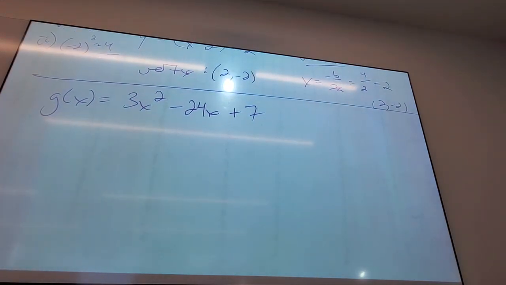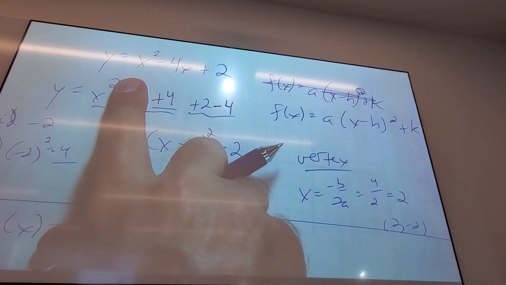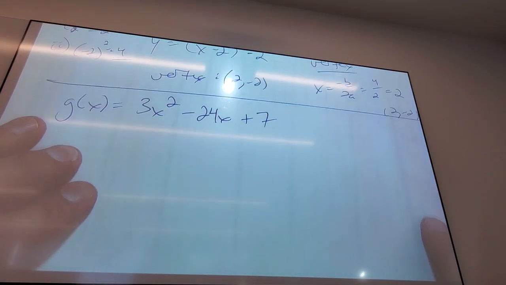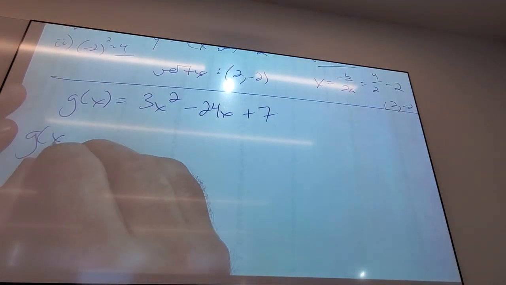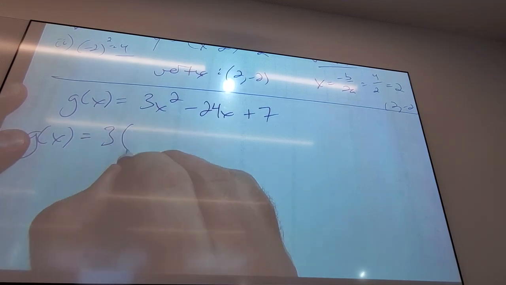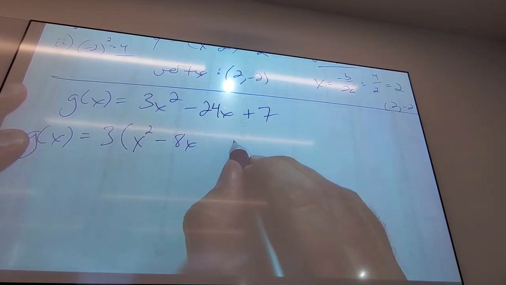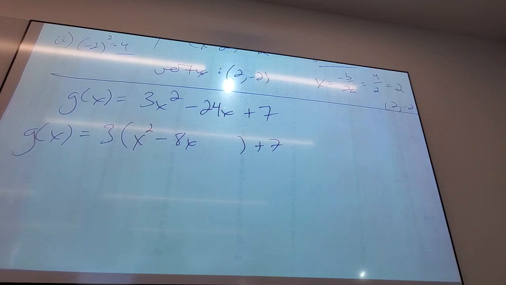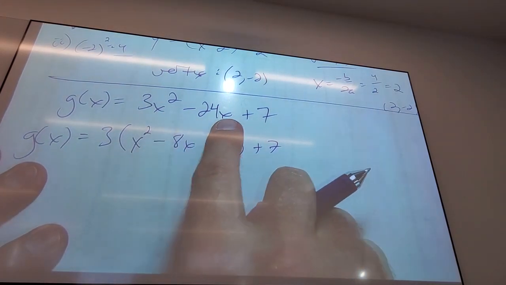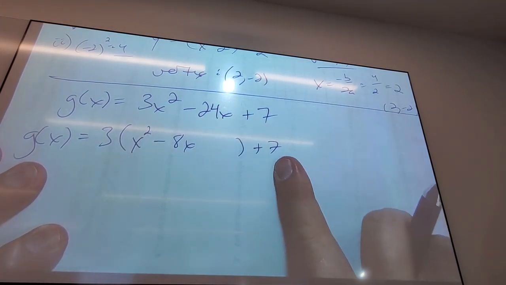Does anyone remember what completing the square requires the first coefficient to be? That's why this was nice. So I'm going to take a 3 out and push the 7 over. Let me see if you guys are cool with that. I took a 3 out of these, and the 7 I just put out here.